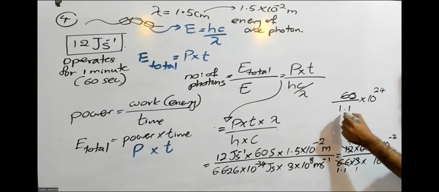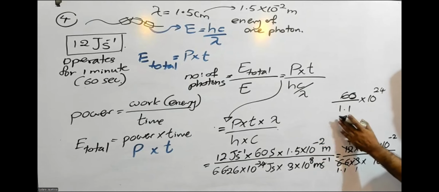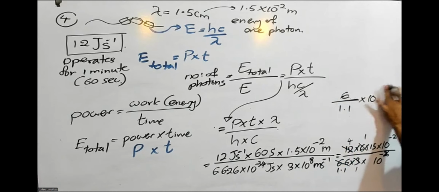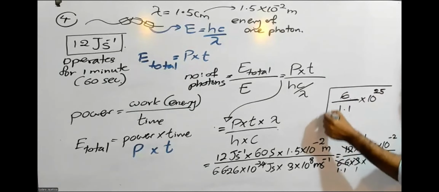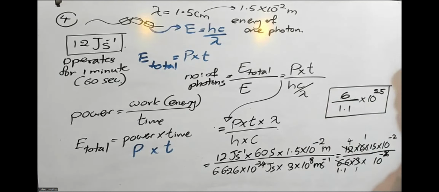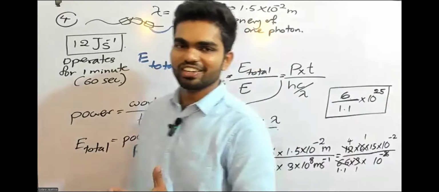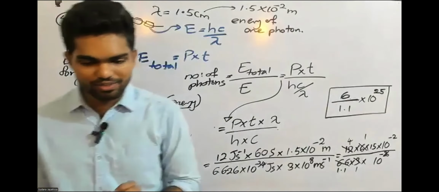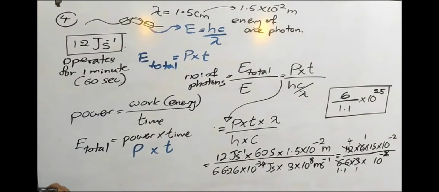Then if you put this together, it's going to be 6 over 1.1 and 10 to the power 25. So there's only one answer which meets this possibility. If you divide this by 1.1, it should be something lesser than 6, something like 5 point something, and the power of 10 will be 10 to the power 25. There's only one answer given that. So what is that? The second option. So the answer is going to be answer 2.